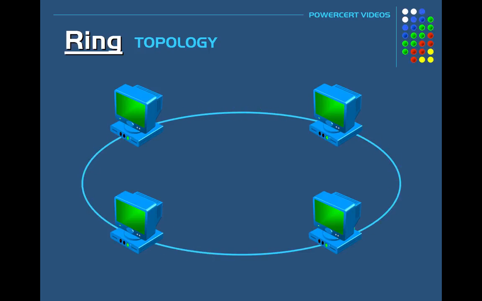Now, the advantage of a ring topology is that they are easy to install and easy to troubleshoot. However, the disadvantage would be that if just one of these computers goes down, or if there was a single break in the cable, then all data flow would be disrupted.